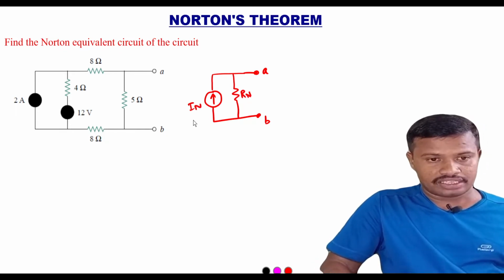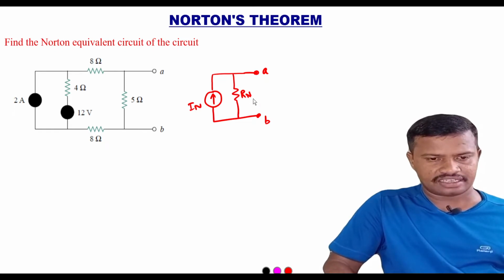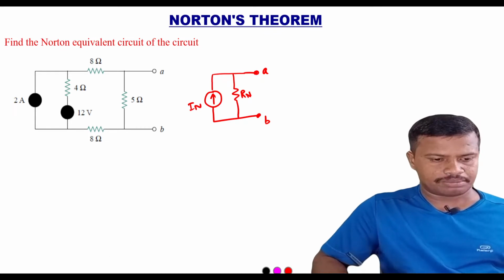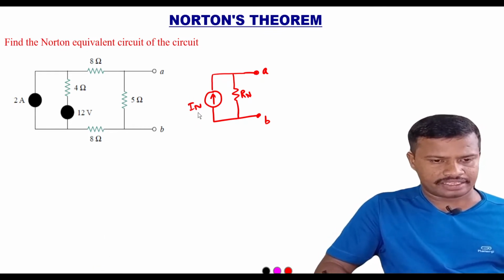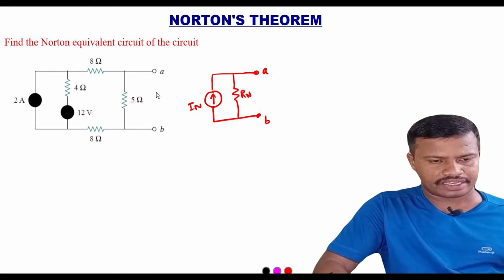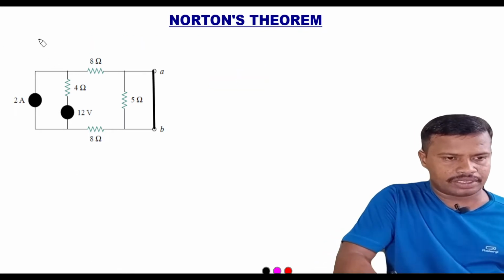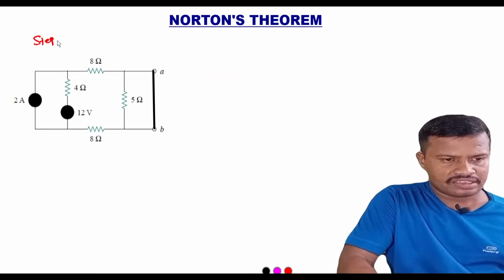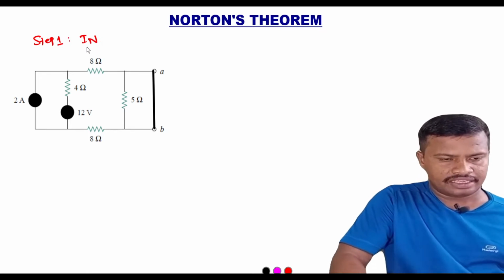Now to draw the Norton equivalent circuit, we need to find the two parameters, that is IN and RN. In the next step, we will find the value of IN. To find the value of IN, we need to short circuit the terminals A and B. Then we need to find the amount of current flowing through the terminals A and B. As step 1, we will find the value of IN.